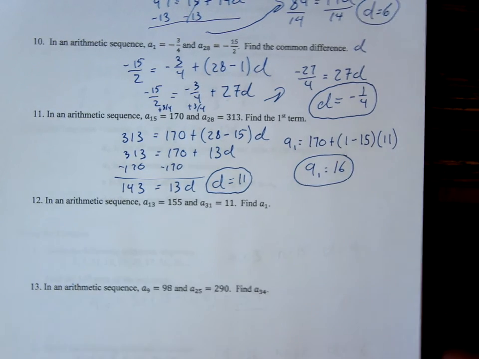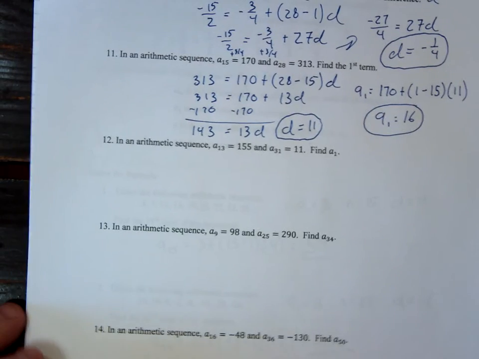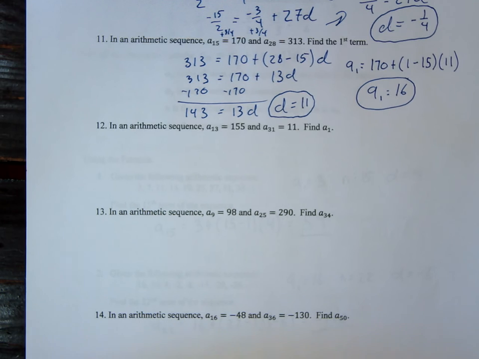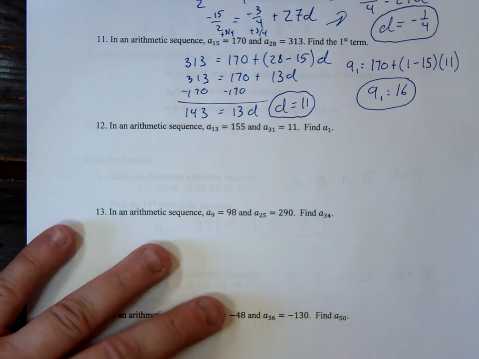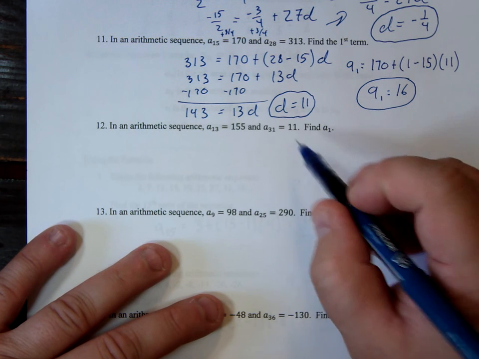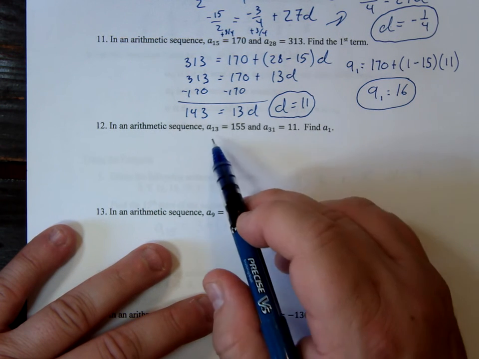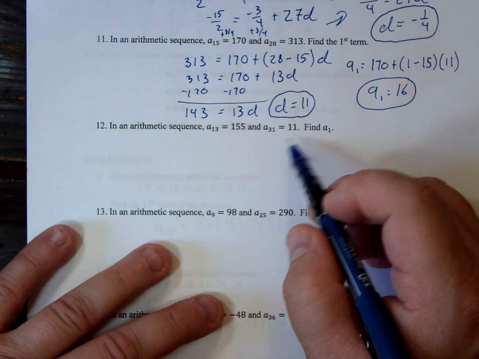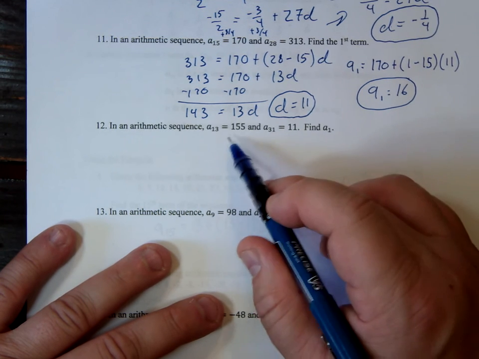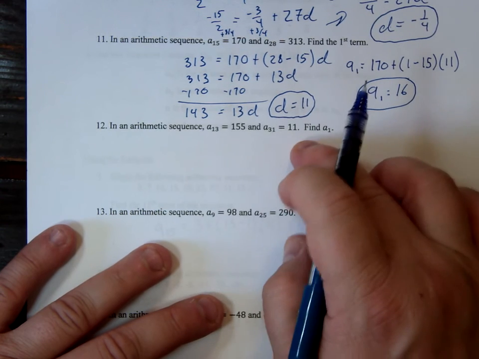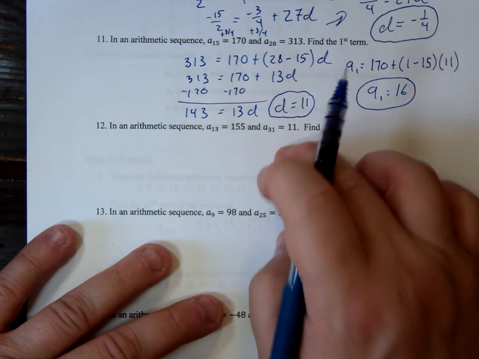All right, same idea for number 12 if you want to try it first. Pause and give it a shot, but I'll go ahead if you're paused. Again, if the 13th term is 155 and the 31st term is 11, then when we find the value of D, it's going to be negative. Your values are going down, right? So still start with the higher term number.